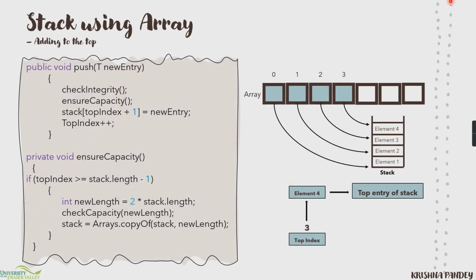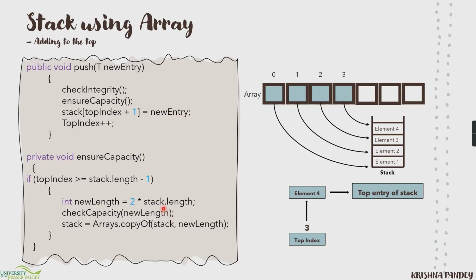Here we have the push method that checks whether the array has room for a new entry by calling the additional private method, that is ensureCapacity. If necessary, ensureCapacity resizes the array, avoiding a stack that has no room for a new entry. The push method then places the new entry immediately after the last occupied location in the array.